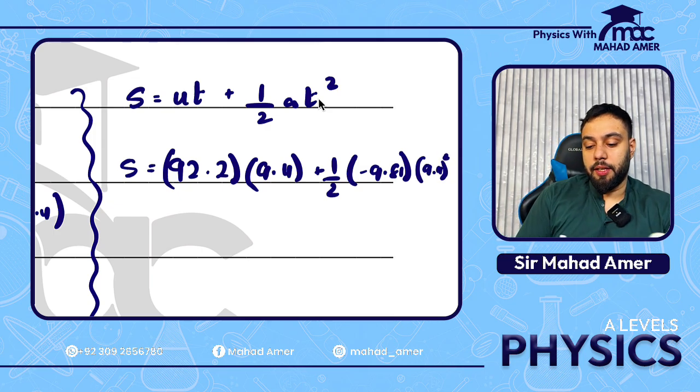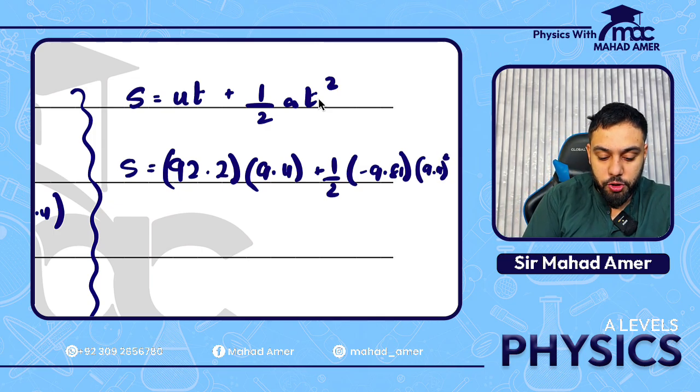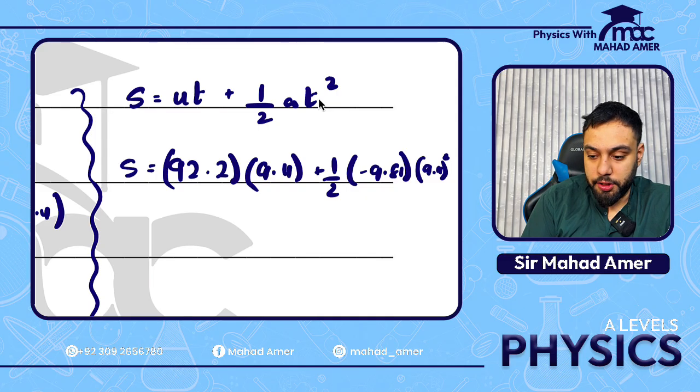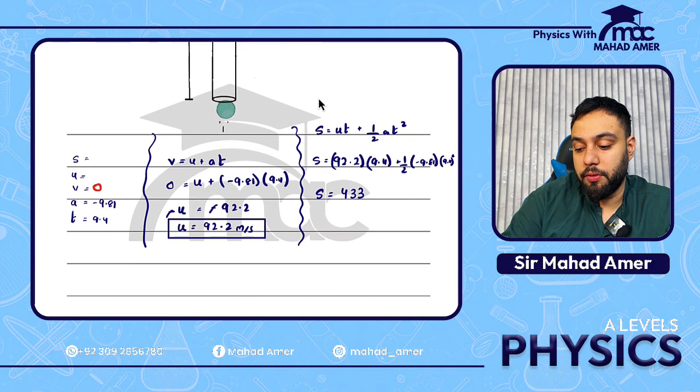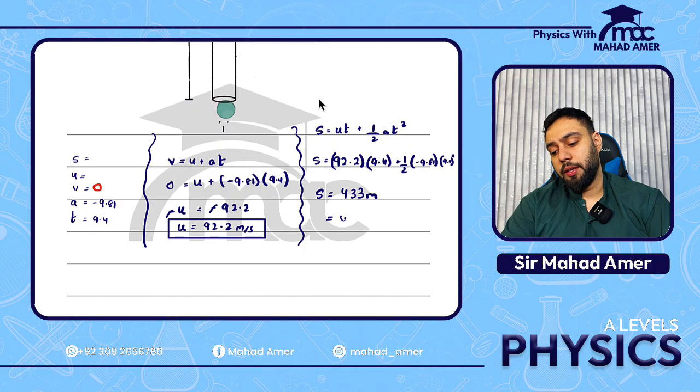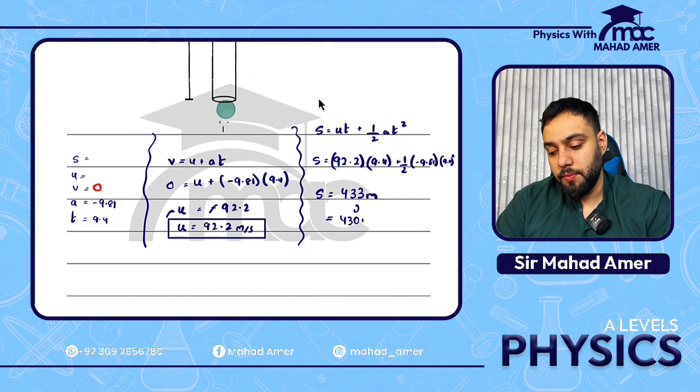You just plug everything in a calculator just to be sure. 92.2 times 9.4 plus 1 over 2, acceleration is negative 9.81, and then time is going to be 9.4 squared. You would get a value of displacement that will be equal to 433 meters. You can write it as 430, rounded off to 2 SF.